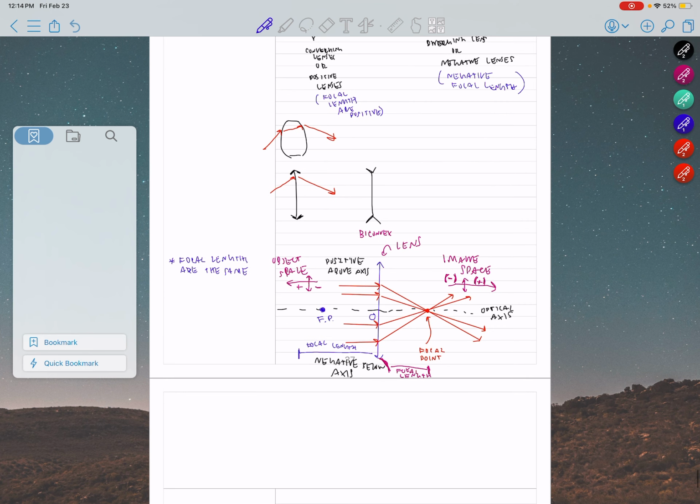Sometimes you're going to see that this is the object focal point, and this is going to be the image focal point, just to distinguish which one you are talking about, okay? I think that's it, okay? Make sense? Okay, so now I'm going to use these elements and these rays to create an image, okay?